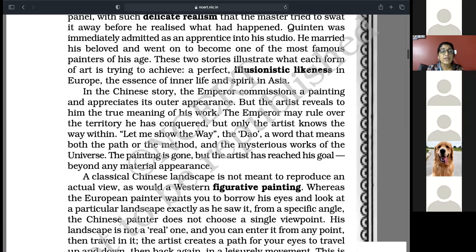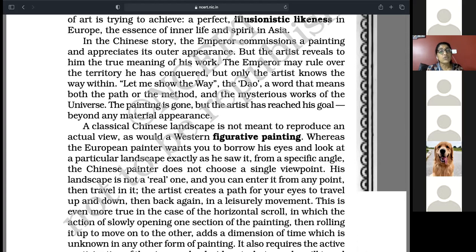A classical Chinese landscape is not meant to reproduce an actual view. It is not to show that actual view again. Meaning the landscape is already there in nature. He doesn't want to present it on the canvas, as would a Western figurative painting.